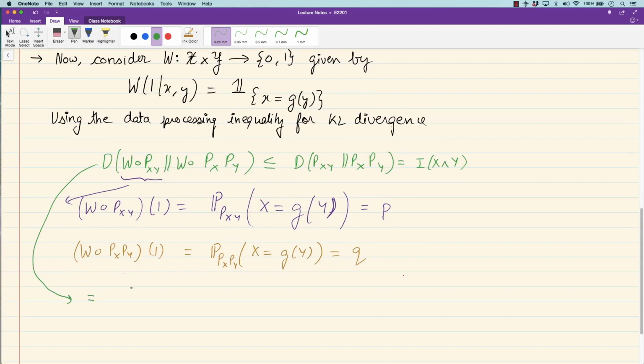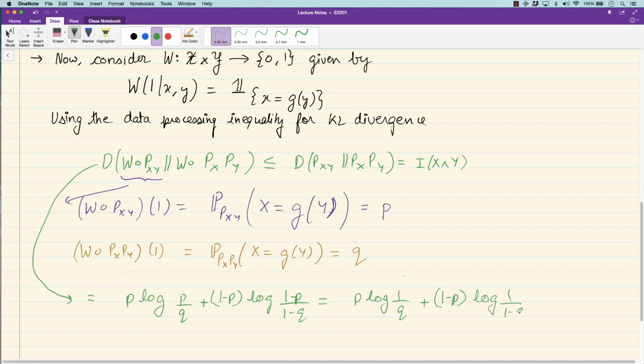as, and this guy is less than mutual information, remember, but let's expand it. This guy is equal to p log p by q plus 1 minus p log 1 minus p by 1 minus q. So we'll take out the numerator part first. So what you are left with is p log 1 by q plus 1 minus p log 1 by 1 minus q minus h of p.